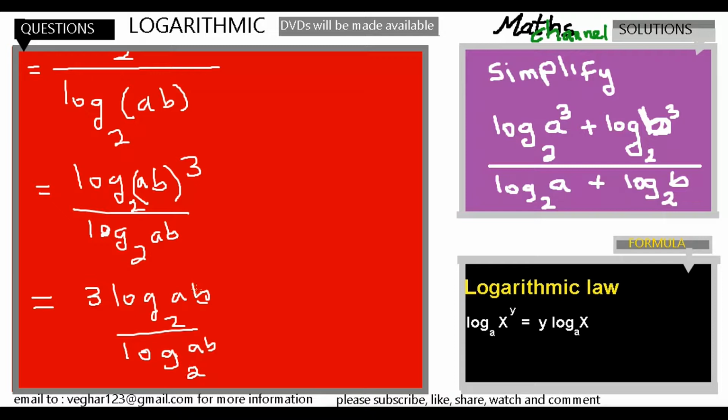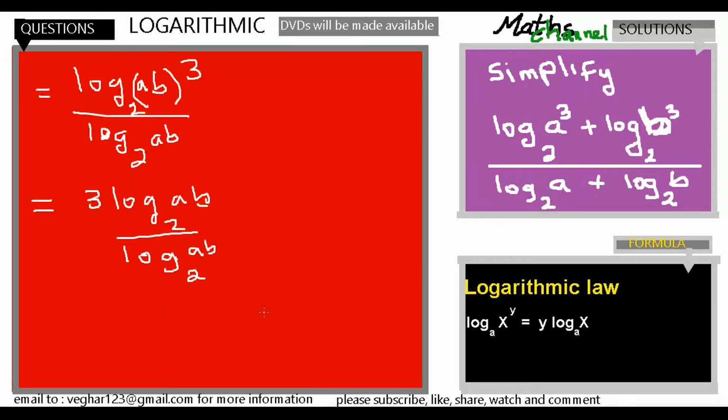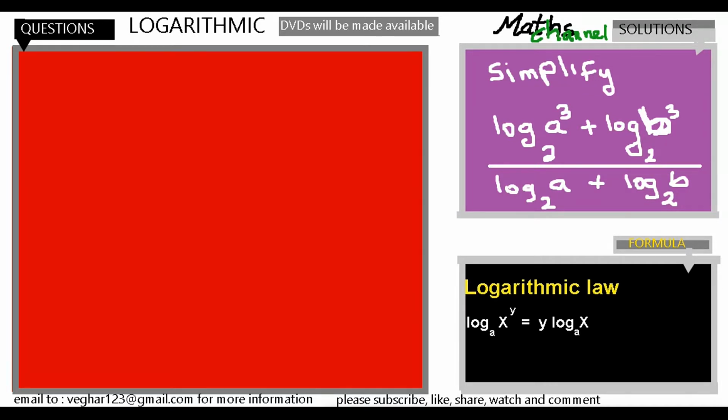So you see now this thing is the same. The top part and the bottom part are the same, so we'll cancel this one. Then you are left with this one. So this is how you use the law to solve the log. Let's look at the next one.